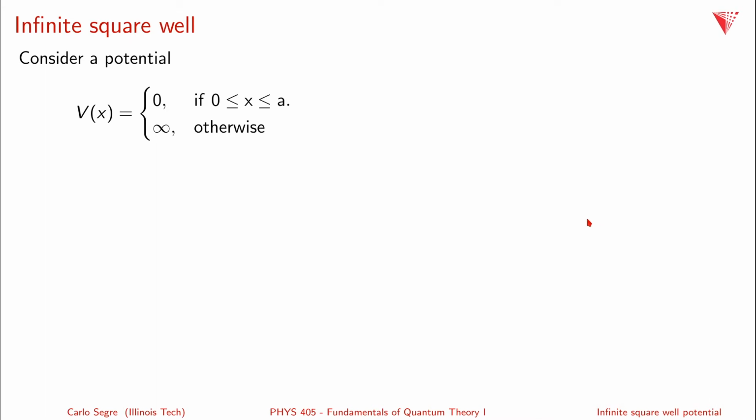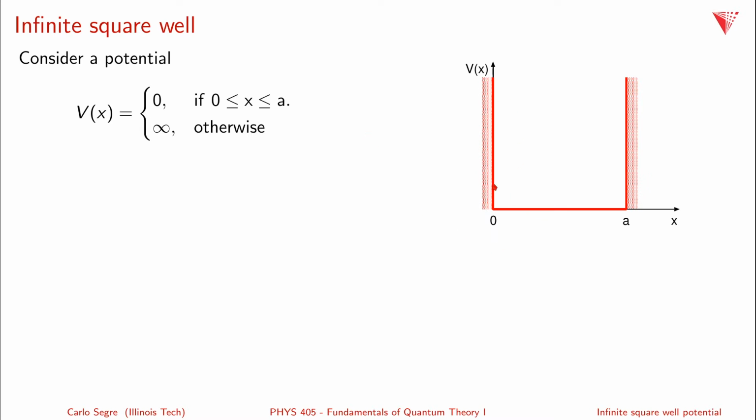The infinite square well is a potential that is zero inside the well, which goes from x equals 0 to a, and it's infinite otherwise. If we draw it with hard walls where the wave function is confined to this region of space, from 0 to a, the walls are infinitely hard.